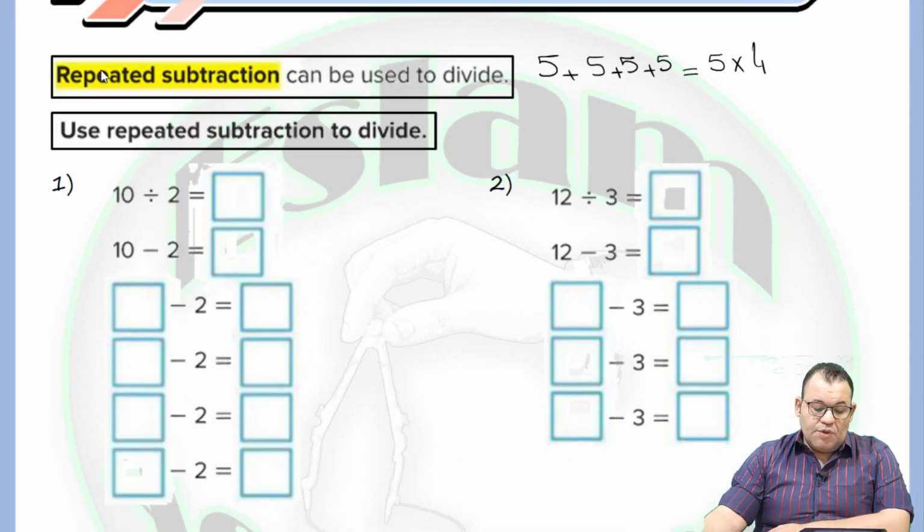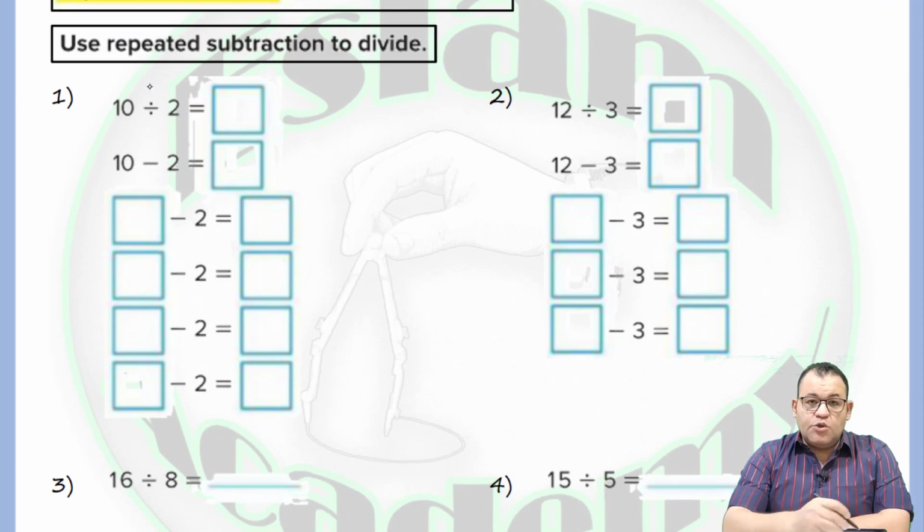So for question number 1, use repeated subtraction to divide. We need to divide 10 divided by 2. To solve this question, at the first I will start with 10. 10 minus 2, the answer is 8. Once we subtract, use the number that you find, which is 8, and subtract 2. Then it will be 6.